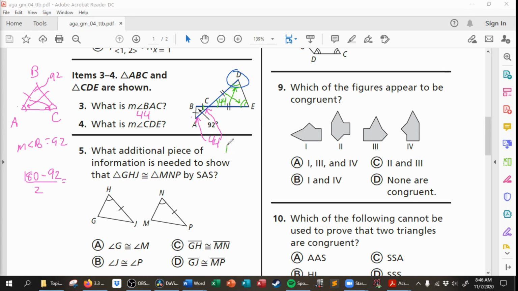So now all I have to do is 180 minus 44 divided by 2. And that'll tell me what angle D and angle E are. 180 minus 44 divided by 2 gives me 68 degrees. So then this angle and this angle are 68 degrees. It's asking for angle D. So my answer there is 68 degrees. Let me box that in so that we can see it's the answer. And that is 3 and 4.